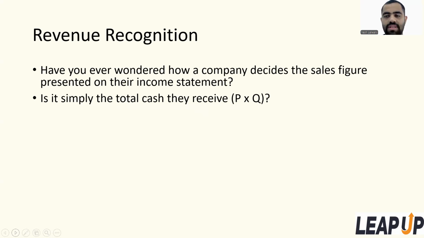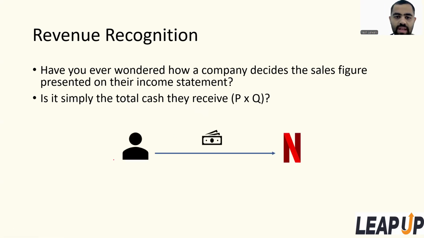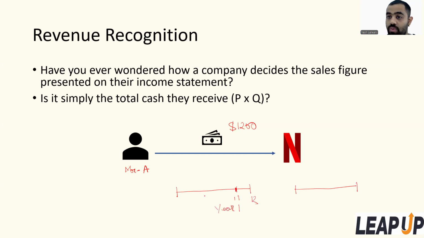So let's take an example. Let's take a firm that everybody these days uses to binge watch content, that is Netflix. Let's imagine Mr. A has subscribed to a yearly subscription of $1,200 with Netflix. Now let's imagine that this $1,200 was paid at the end of the 11th month of year one, the year for which Netflix is currently presenting its financial statements. So the money was paid at the end of the 11th month, effectively the beginning of the 12th month.